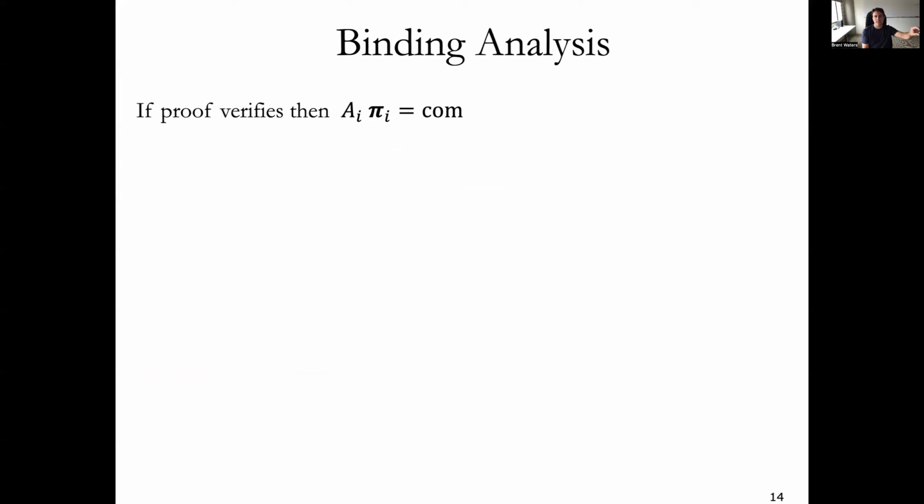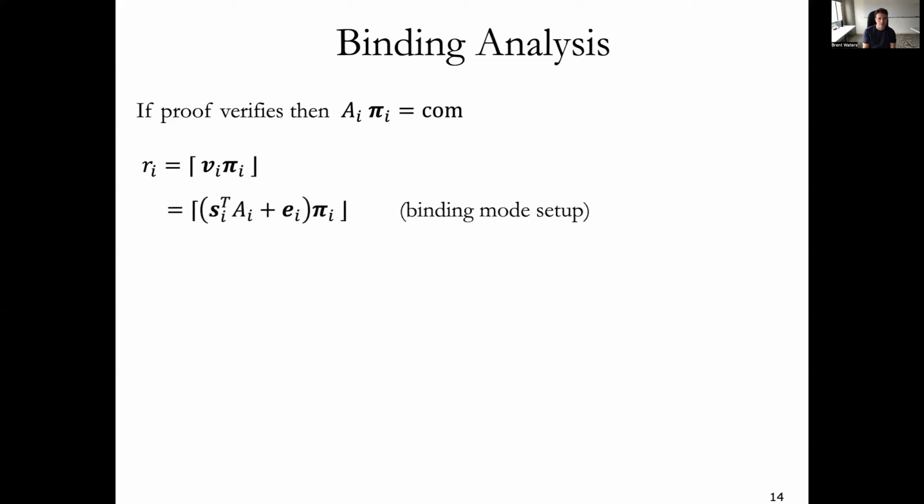Okay, so let's look at the binding analysis. Suppose for a second that we assume the proof verifies, and we want to show that you can either open it to 0 or to 1, but there should be only one way of successfully opening it. If a proof verifies, that means that a_i times pi_i, the proof given, will be equal to the commitment. Here the bit r_i will be equal to v_i times pi_i, and then we do this rounding operation.